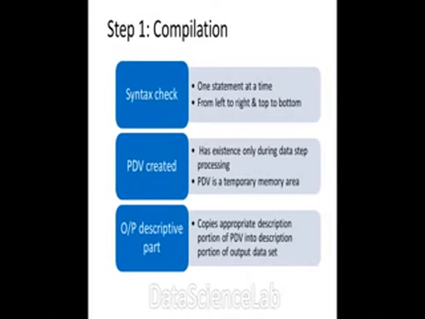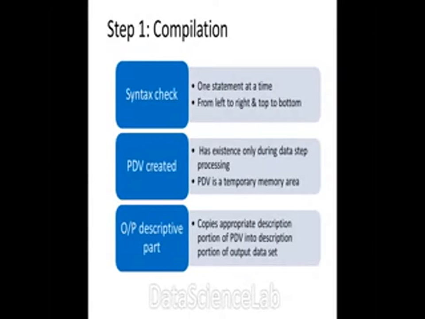Then the second step is that the PDV is created. PDV is the program data vector. Now, what is a PDV? PDV is a temporary memory area, so it has existence only during data step processing. Once again, only data step processing. We are talking about the data step, right? As usual, SAS has the data step and the proc step, and we are talking about the data step. So this PDV is created as step number two during the compilation process.